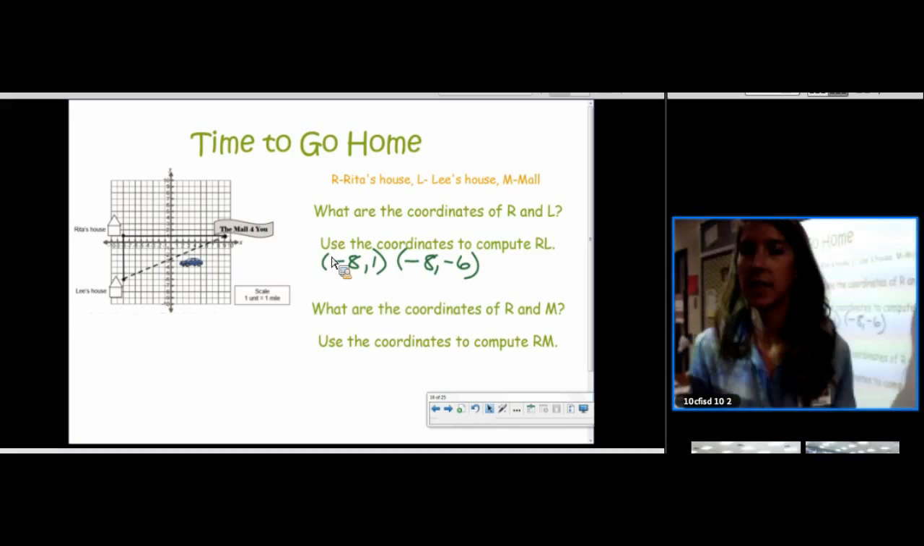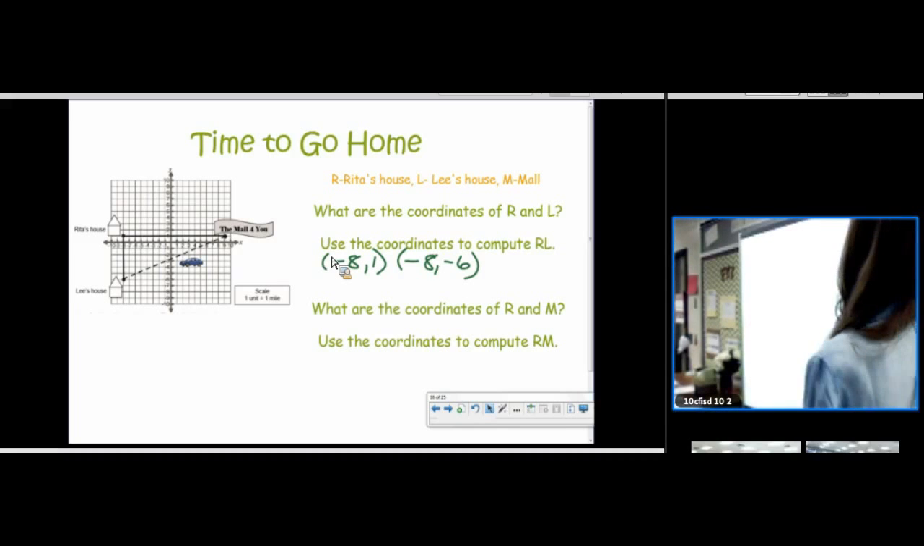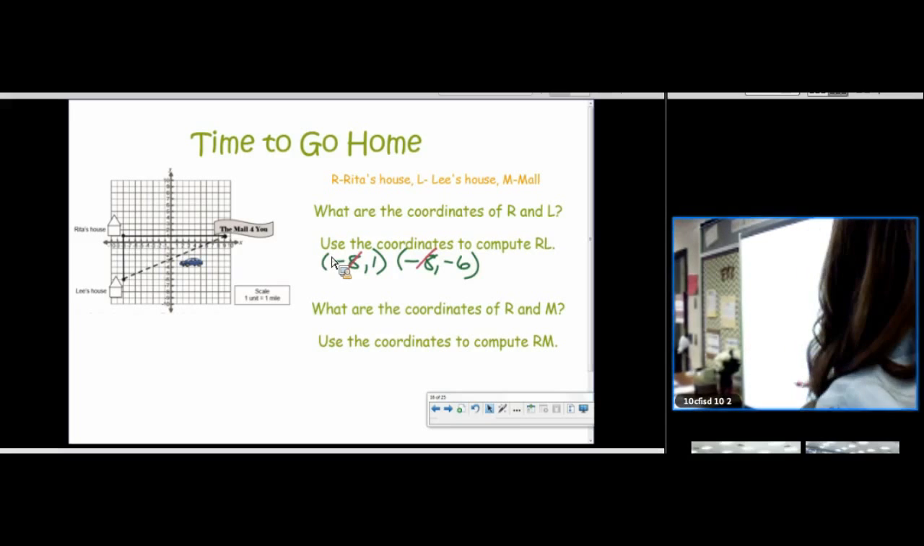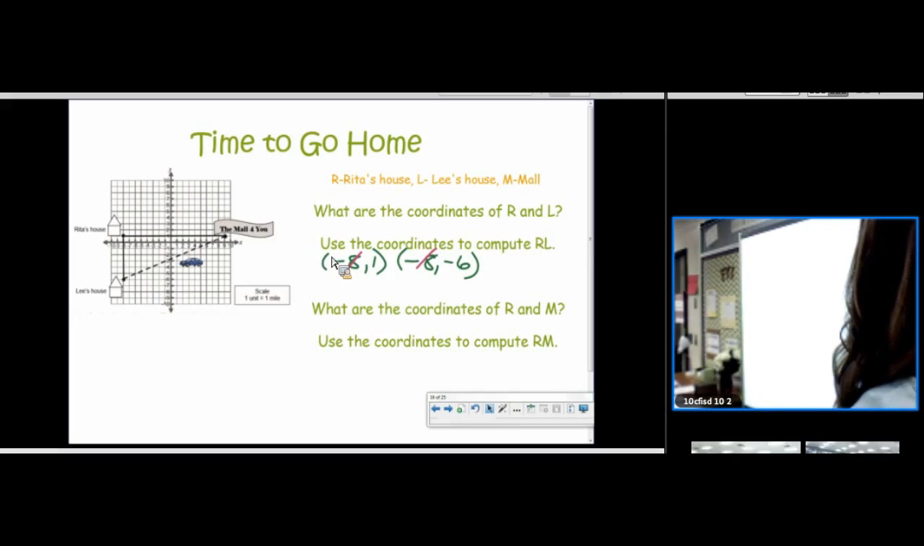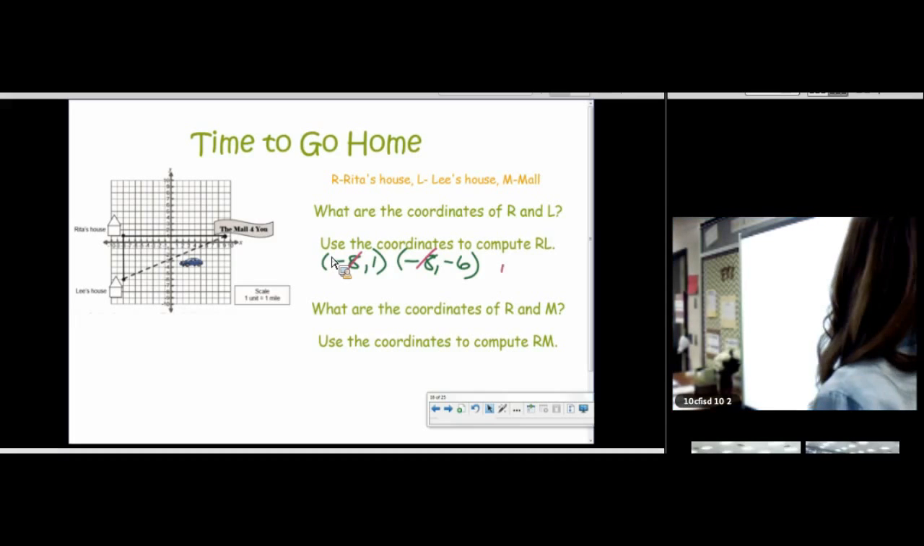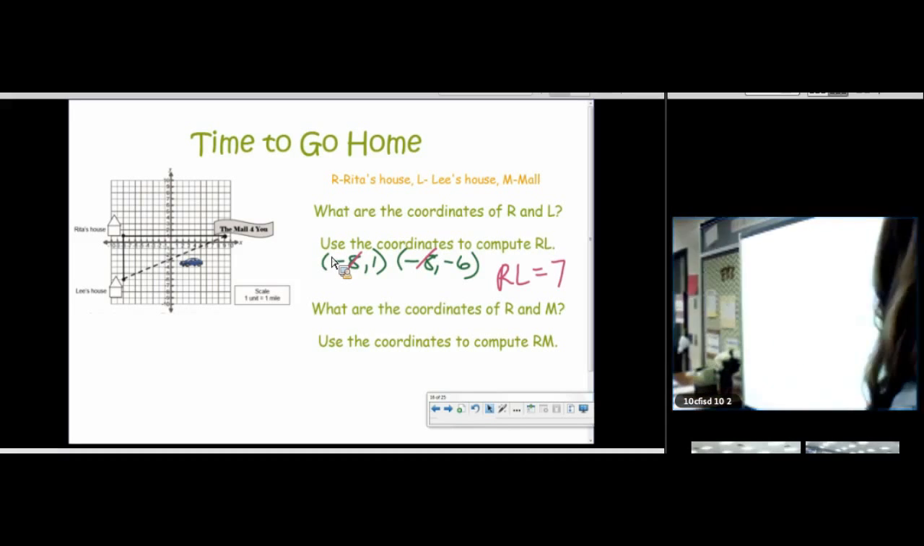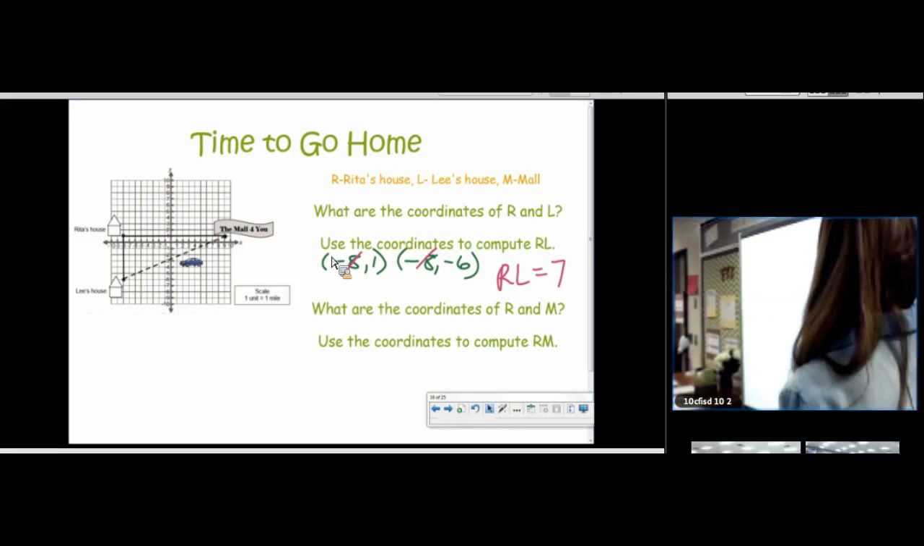Use the coordinates to compute RL. Okay, so that's easy. We learned that these are going to kind of cancel, and then I just subtract the other 2 and take the absolute value. So RL is 7. I know you could have counted it, but we're computing it. Very good. Okay, go ahead and do the other one.